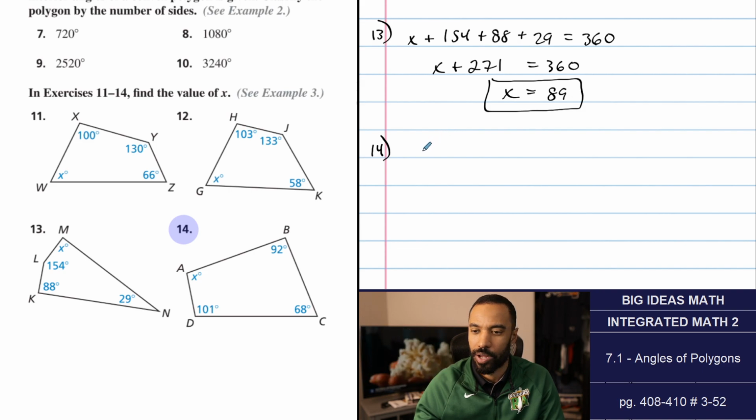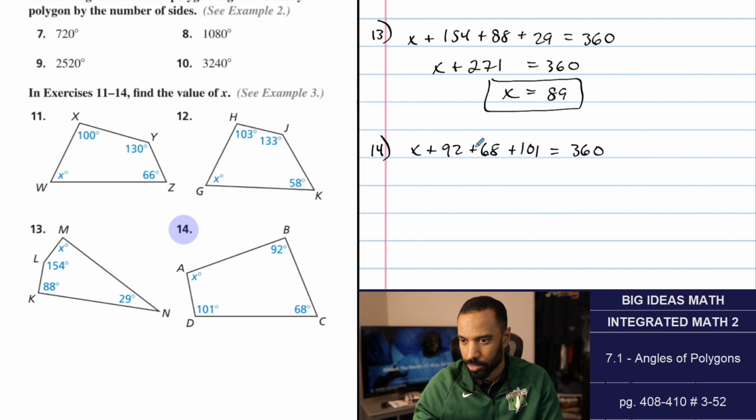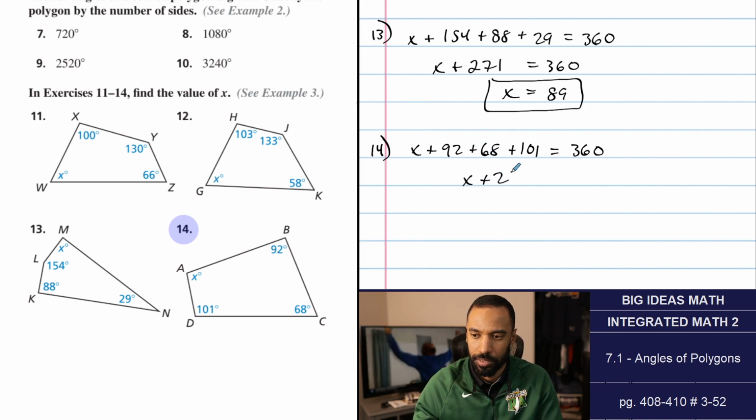Number 14, also a quadrilateral. Let's add x, 92, 68, and 101, and you get 360. 92 plus 68 is 160. Plus 101 is 261.